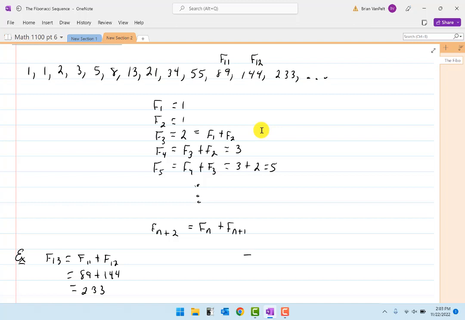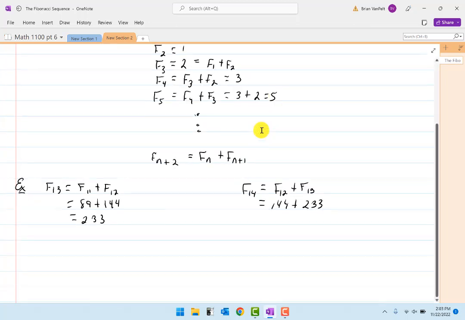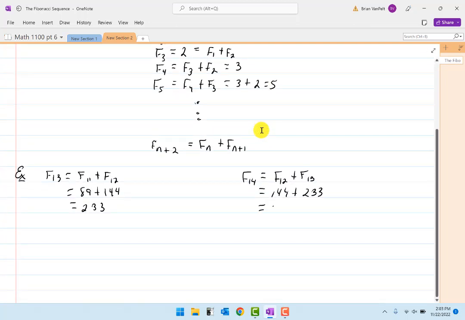If I wanted to do F14 to find the next number, that'll be F12 plus F13. F12 is 144. F13 we now know to be 233. And it looks like 377 is our next Fibonacci number.